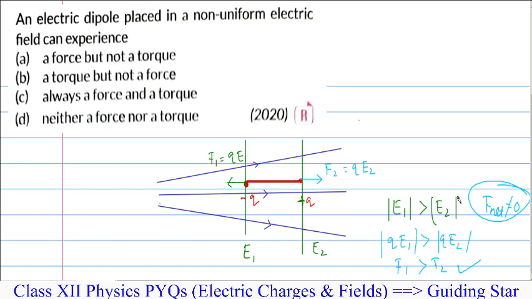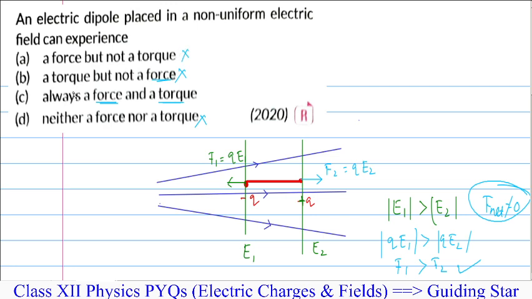Clear? And whether it will experience torque or not, yes, definitely it will experience a torque if it is placed by making some angle theta. So what is said is that the dipole placed in a non-uniform electric field can experience... Similarly, the second one, a torque but not force. That is not possible, because there will obviously be a force. The third says always a force and a torque, meaning force will be there as well as torque, and the fourth one is neither force nor torque. That is not possible. Either option A or option C. Option A, a force but not torque: here as the angle is not mentioned, we cannot say that torque will not be acting. If the angle is zero, then torque will be zero. So option A is wrong.